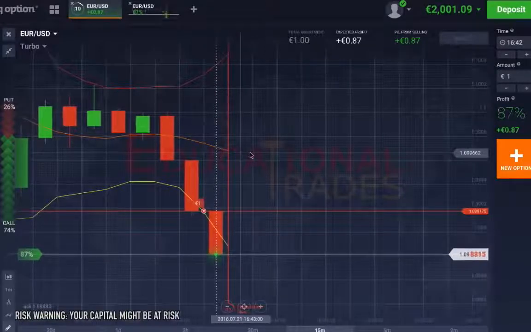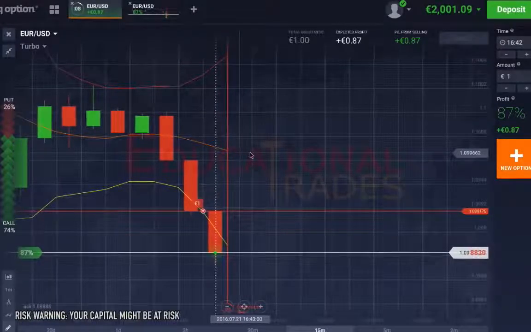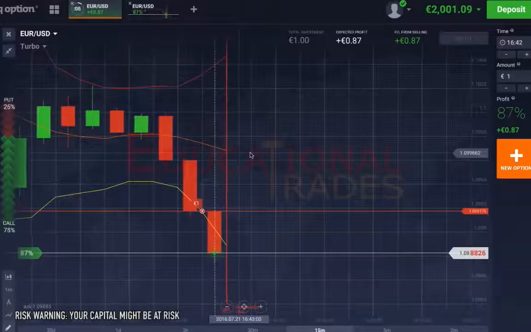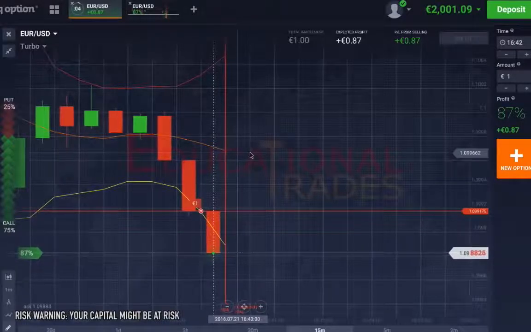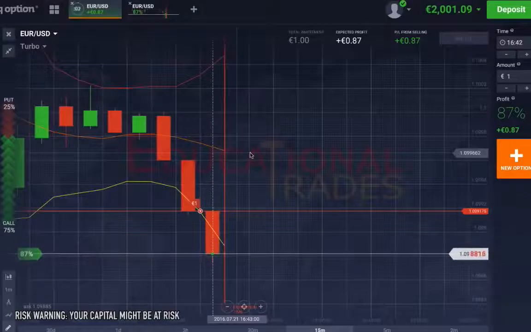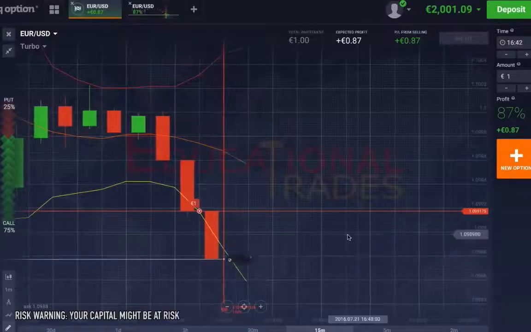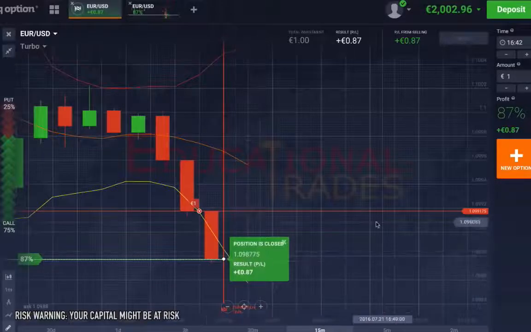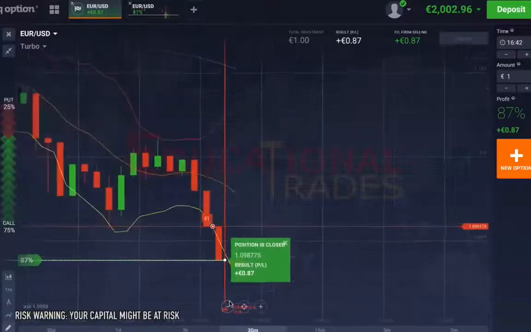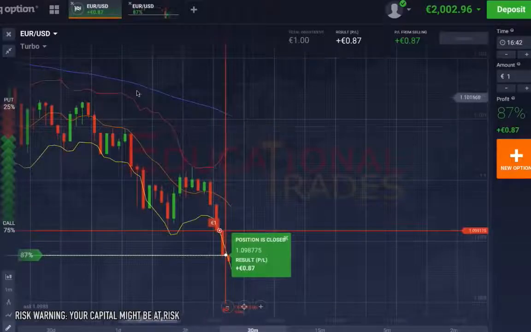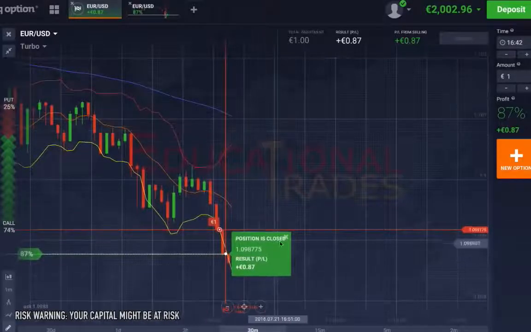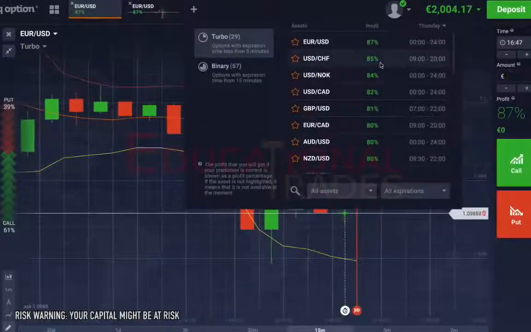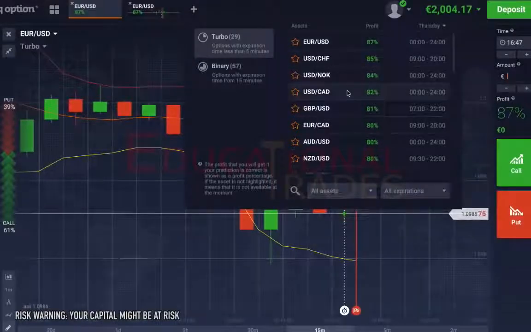10, 9, 8, 7, 6, 5, 4, 3, 2, 1. Well, ITM at the first hit. Now we can wait for another moment on the same asset or search a different pair. Let me see. We can try with USD/CAD.